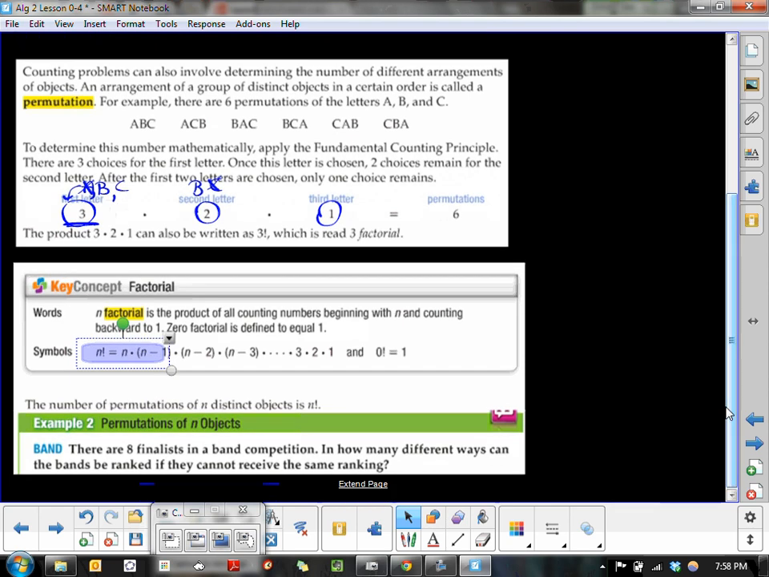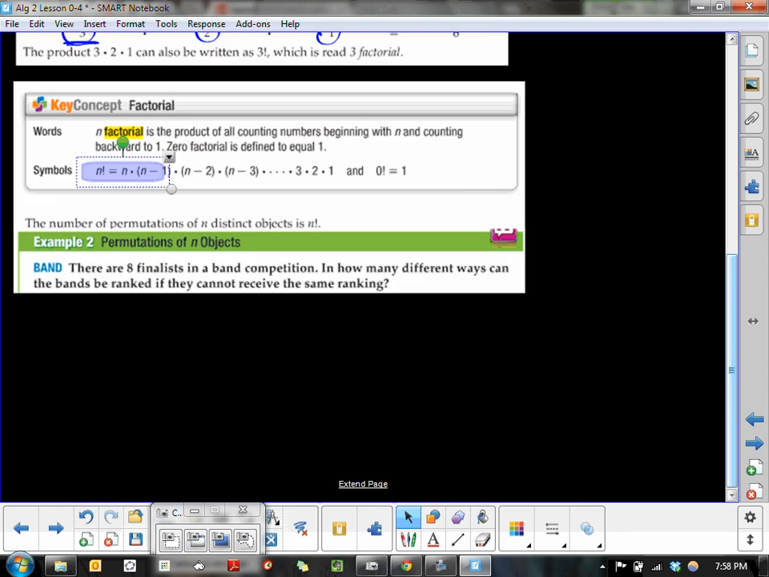It says the number of permutations of n distinct objects is n factorial. That's a pretty important statement they made here. The number of permutations of n distinct objects is n factorial. So let's look at an example. There are 8 finalists in the band competition. How many different ways can the bands be ranked if they cannot receive the same ranking?